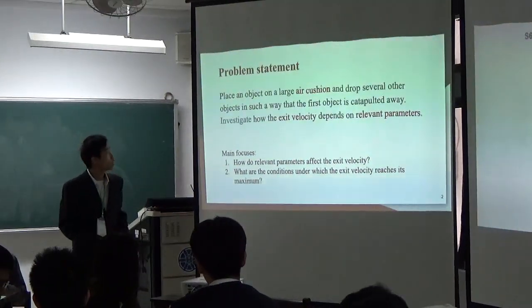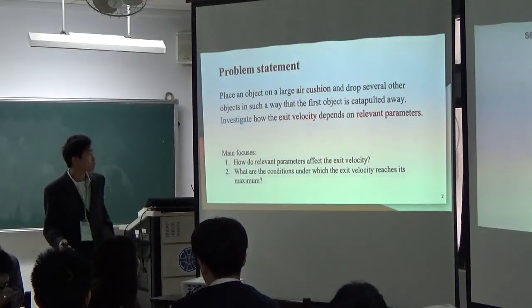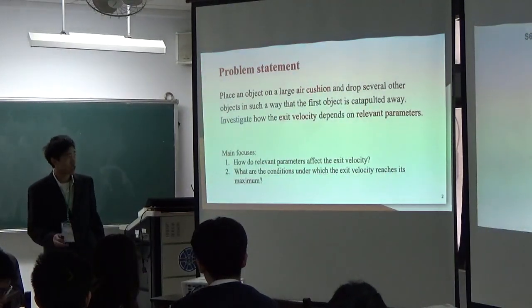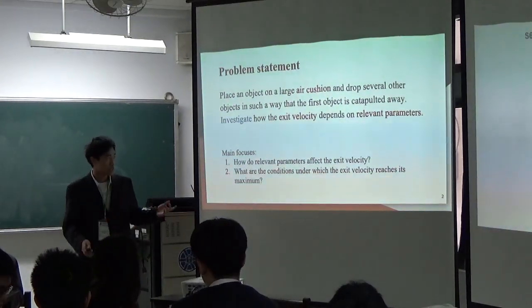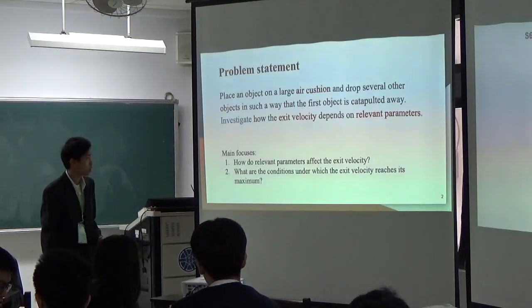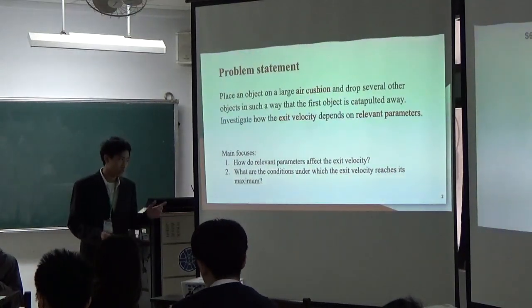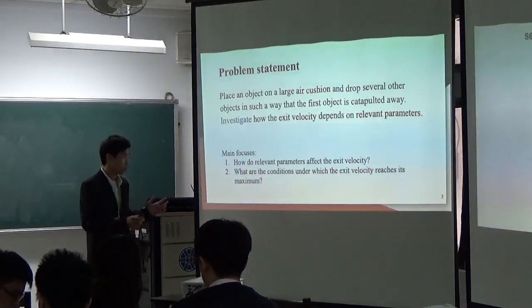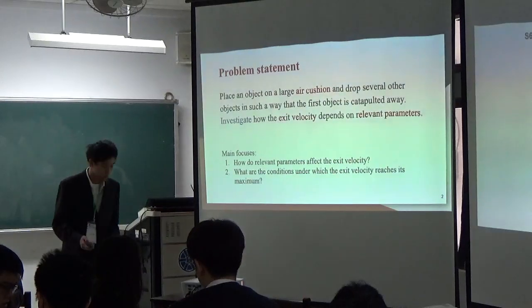Here's the problem statement. It states that if you place an object on a large air cushion and drop several other objects in such a way that the first object is catapulted away, we have to investigate how the exit velocity depends on relevant parameters. So our main focuses for this problem are how the relevant parameters affect the exit velocity and what the conditions are under which the exit velocity reaches its maximum.